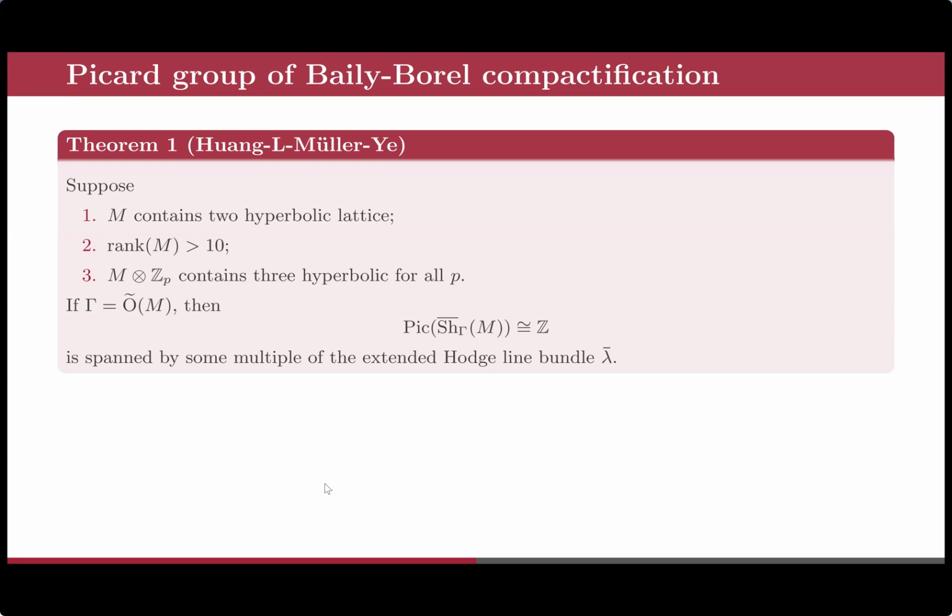Larger than 6-dimensional. And the third condition is a technical condition: when you tensor with Z_p, it will contain 3 hyperbolic planes, for all p. So this is the theorem. So at least the naive counterexample for the one-dimension property fails, if you want to use line bundles on the Baily-Borel compactification to cook up a counterexample of a one-dimensional Picard group. This fails.